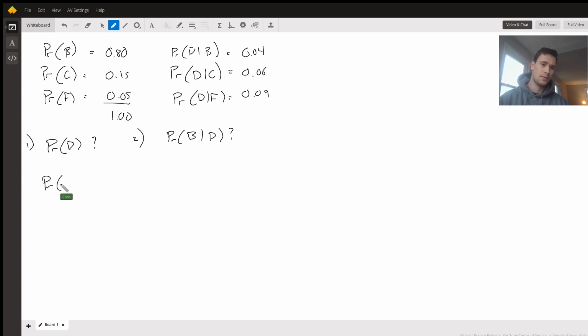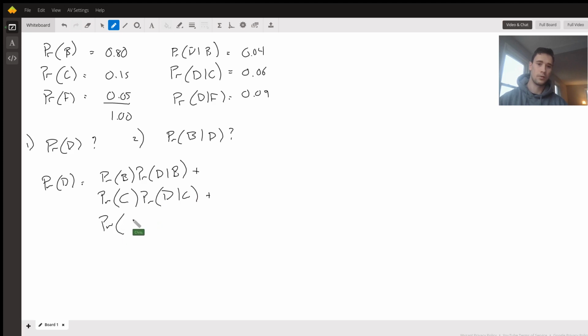The probability of a defect is going to be the probability it was made by Breakers times the probability of a defect, given it was made by Breakers, plus the probability it was made by Cartin times the probability of a defect, given it was made by Cartin, plus the probability of Flutes Company times the probability of a defect, given it was made by Flutes Company there. That will give you the total probability if there's a defect.